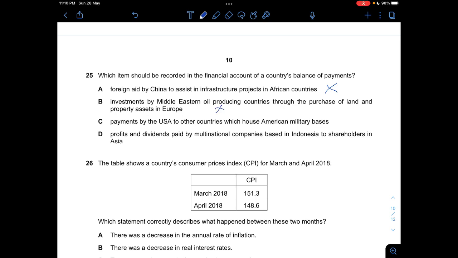And then C, it says payments by USA to other countries which house American military bases, which is not under financial account. D, it says profits and dividends paid by multinational companies based in Indonesia to shareholders. This is not under financial account as well. So the thing that's under financial account will be investments, so answer is B.